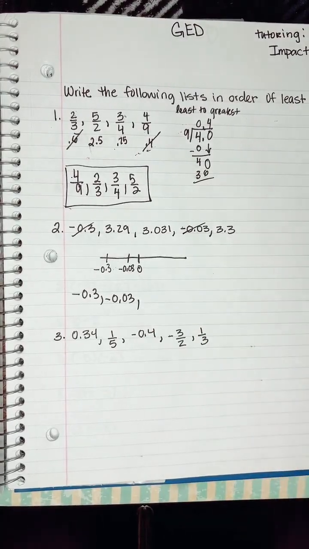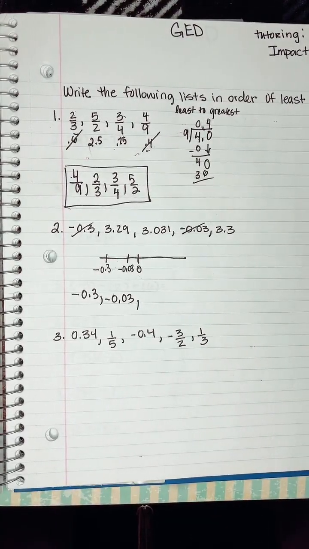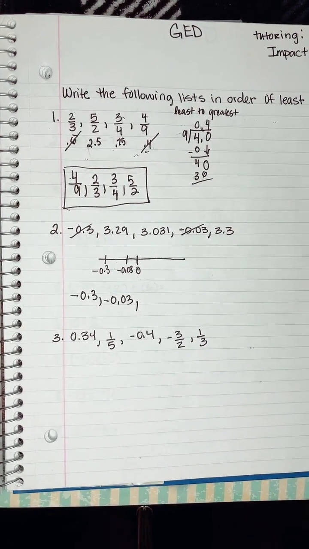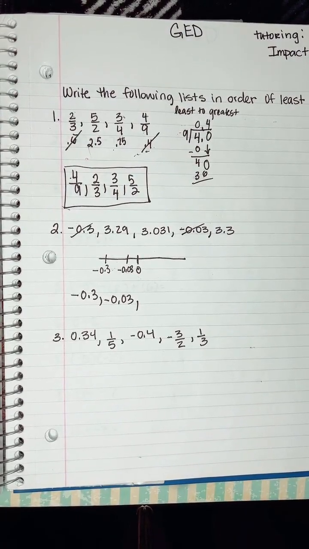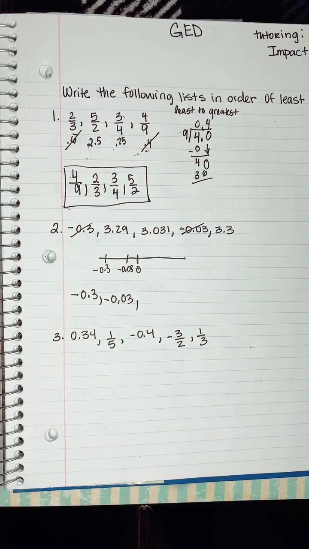Okay, what comes next? Put it in the chat. What comes next? .031, 3.3, 3.29, 3.031. Oh, we're kind of all over the place with this one.